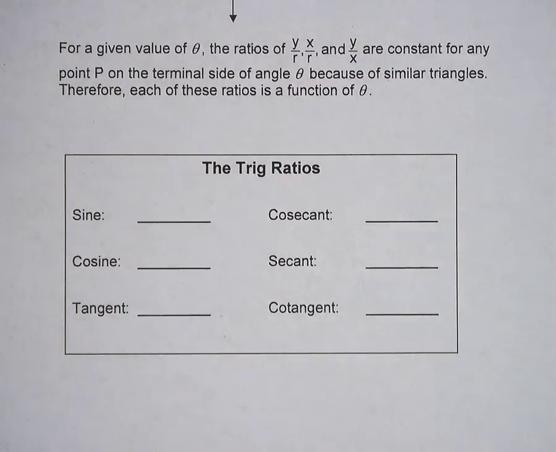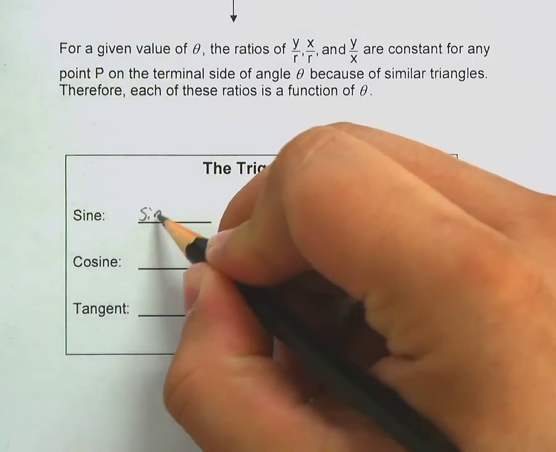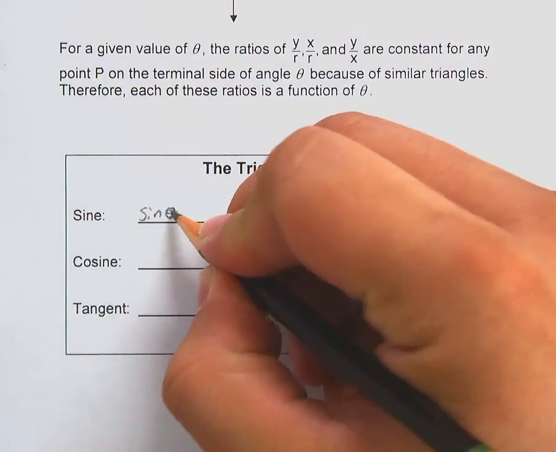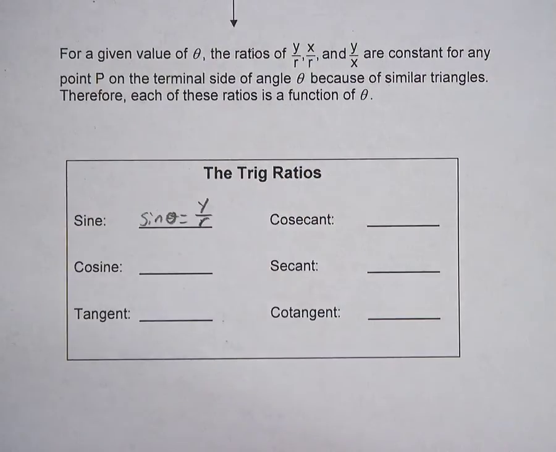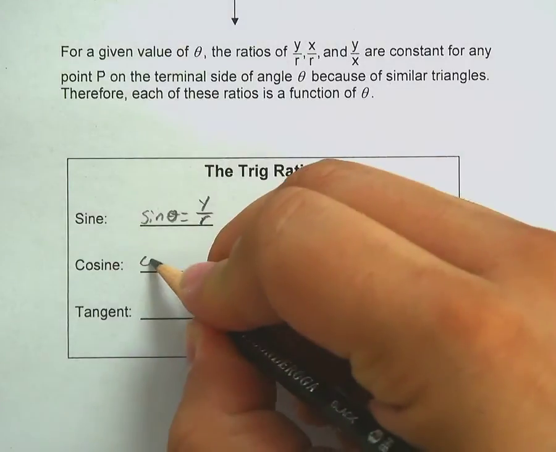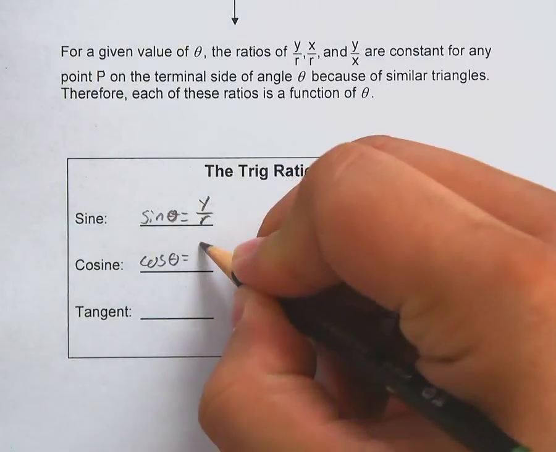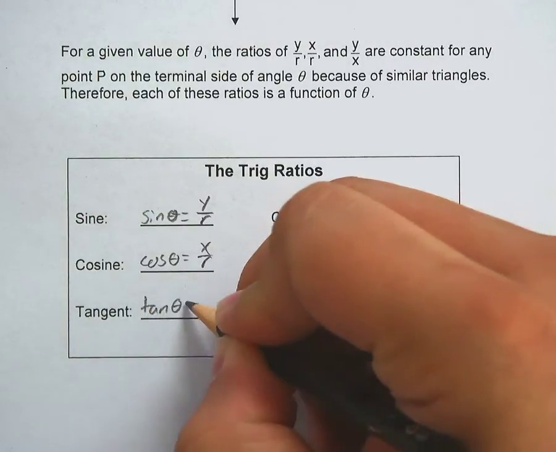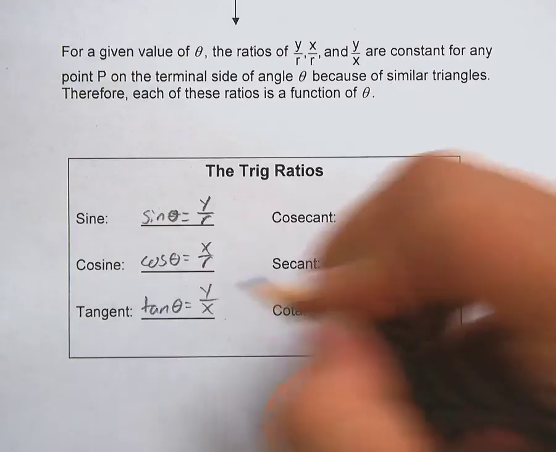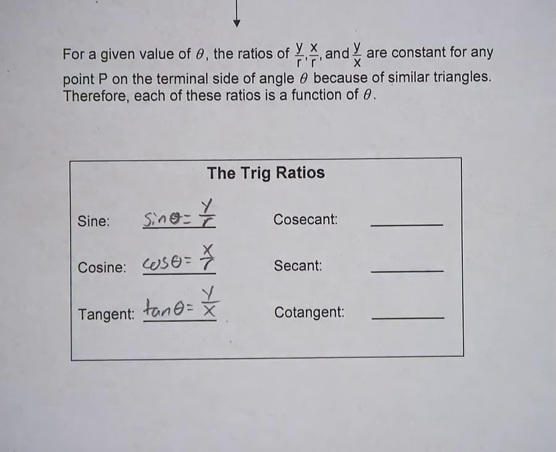Now, this isn't going to be new if you have your unit circle stuff already in hand. Sine theta is equal to y over r. Cosine theta is x over r. And tangent theta is y over x. Okay, now those we've seen before, we've dealt with them before.